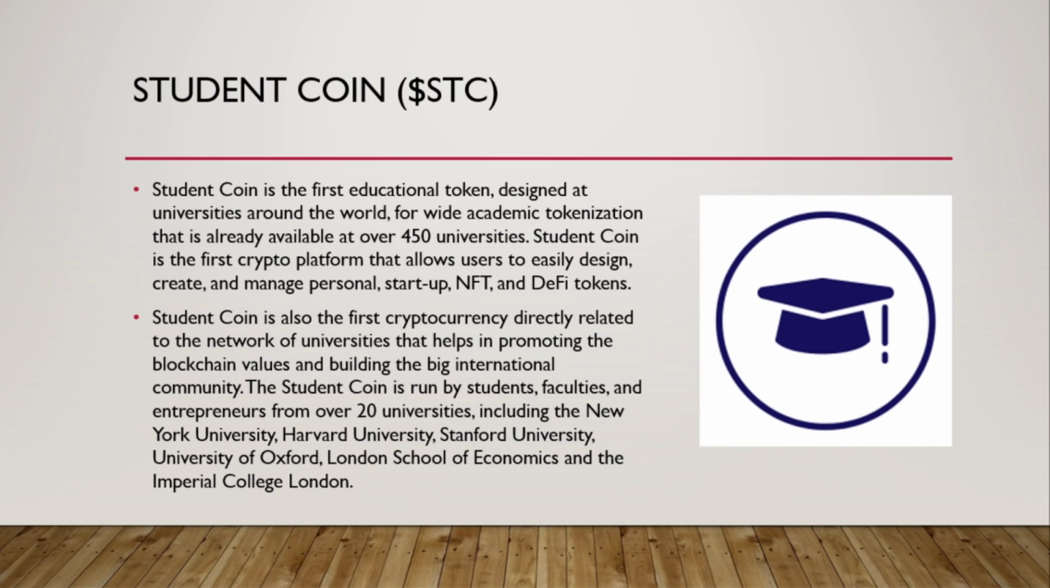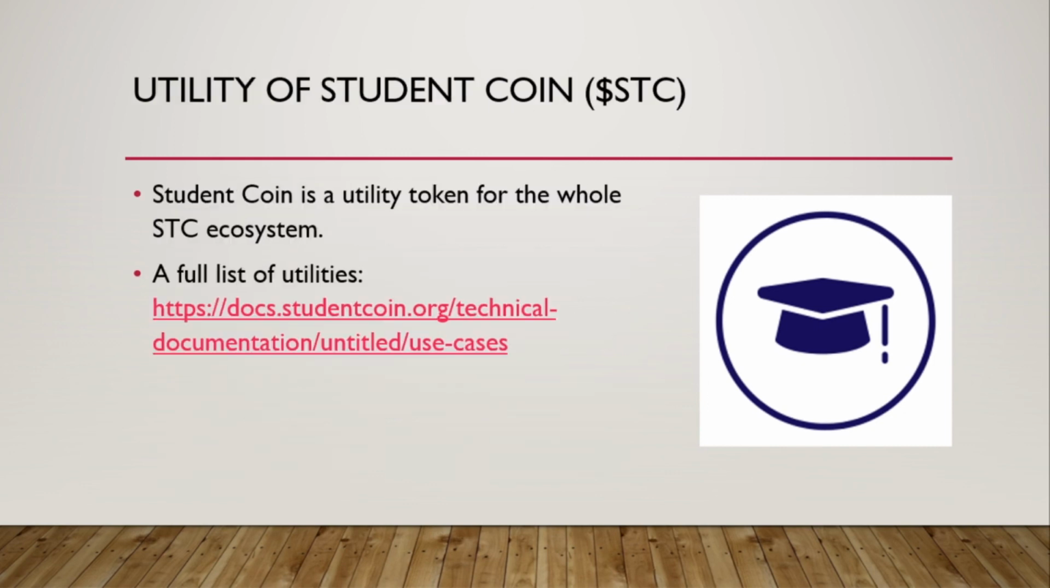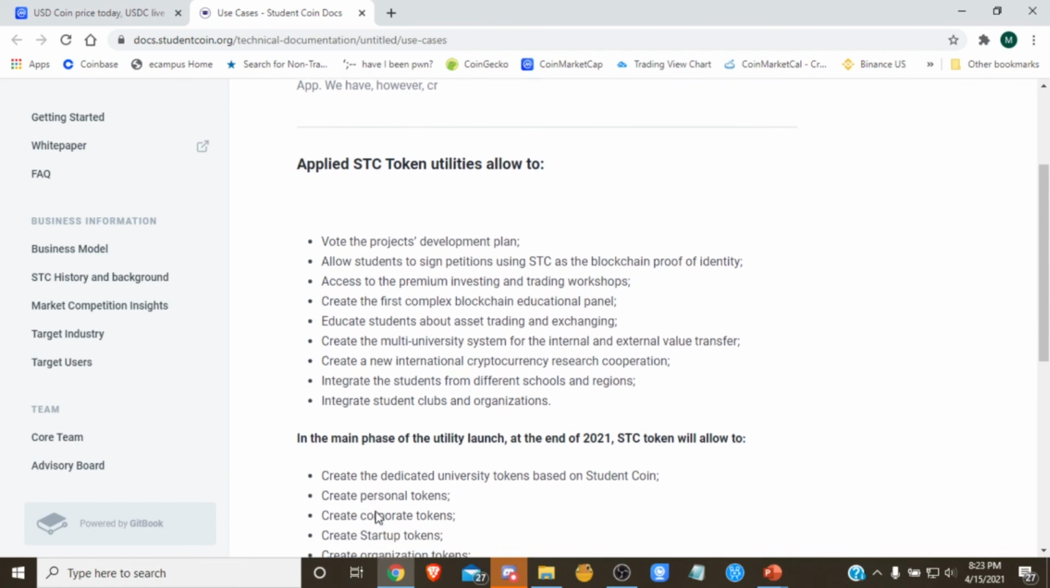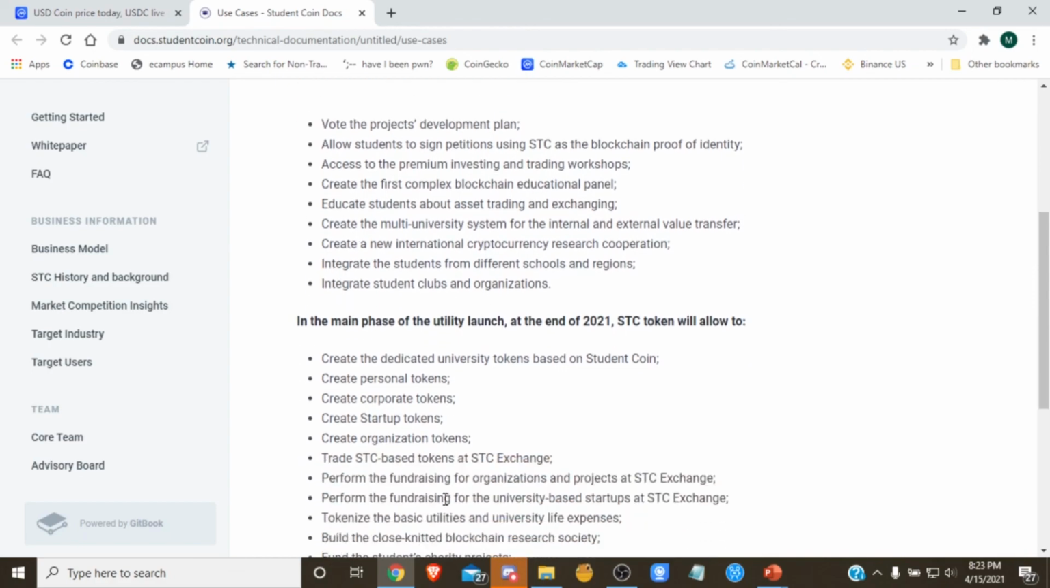The student coin is run by students, faculties, and entrepreneurs from over 20 universities, including New York University, Harvard University, Stanford University, University of Oxford, London School of Economics, and Imperial College London. Student coin is a utility token for the whole STC ecosystem. Some utilities of the STC tokens are to vote for a project's development plan, allow students to sign petitions using STC as a blockchain proof of identity, access to premium investing and trading workshops, create your own tokens, create corporate tokens, create startup tokens, and many more.